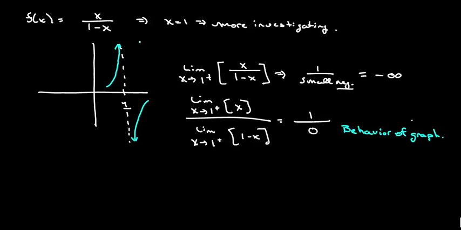Now, if you don't trust this logic, go through and plug in some numbers that are really close to 1 from the left and really close to 1 from the right, and you'll see that you have this behavior. So that's the behavior for the vertical asymptote. But now they also ask us, what is the behavior as we head out in both directions?